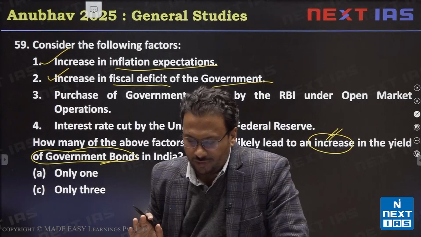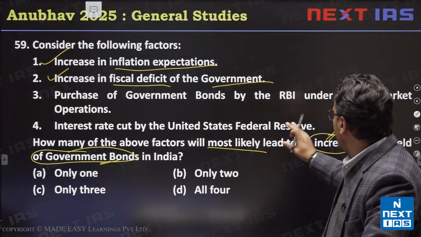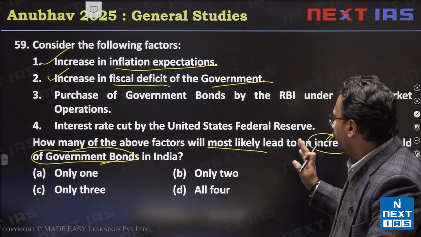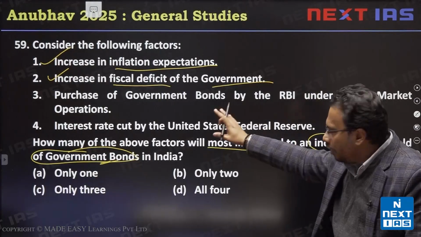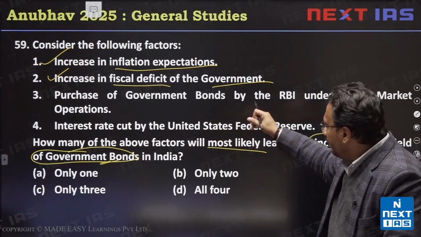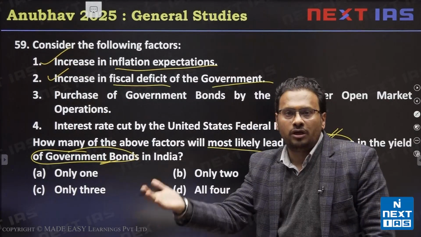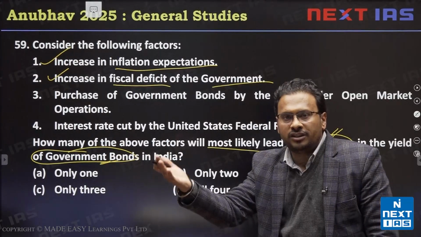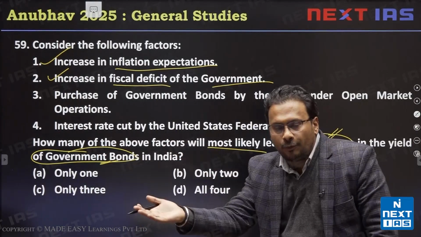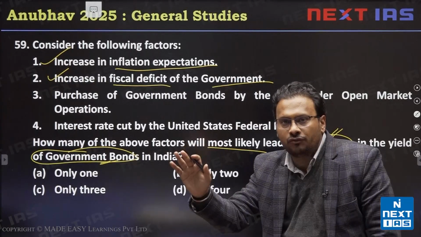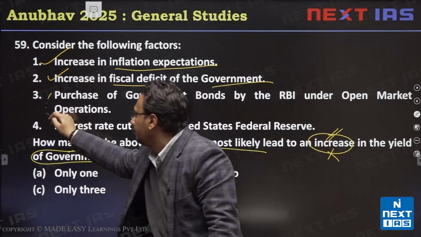It will be a situation of the purchase of government bonds by the RBI under open market operations. If the RBI purchases government bonds, it will definitely lower the yield, or I would say the prices of the bonds will go up. And if the prices of the bonds go up, the increase in the bond yield will not take place.